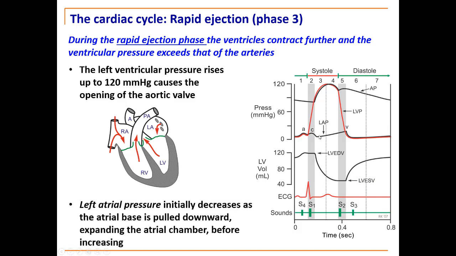So the left atrial pressure, if you're looking at this point as well, initially decreases as the atrial base is pulled downwards, which expands the atrial chamber, before then increasing as you're getting blood flowing into the left atria and the right atria, of course, from the pulmonary circulation and from the inferior and superior vena cava, respectively. So just to put it into context, the left ventricular pressure rises up to 120 millimeters of mercury. The right ventricular pressure rises up to 25 millimeters of mercury or so. And that's what causes the opening of the pulmonary valves at that point.